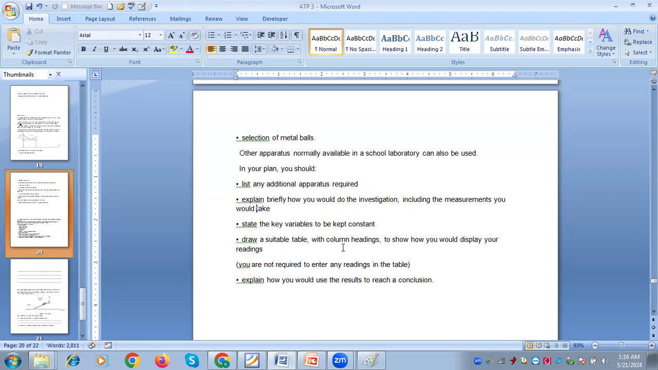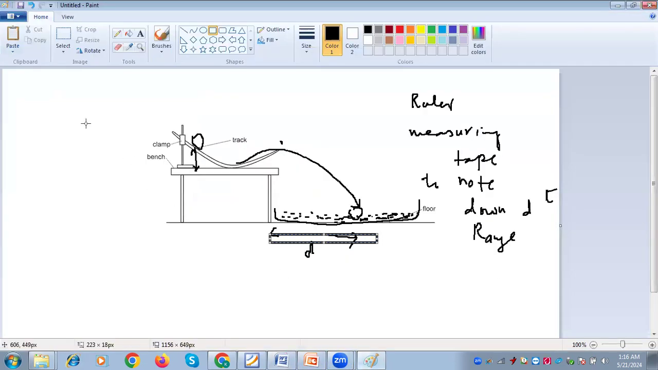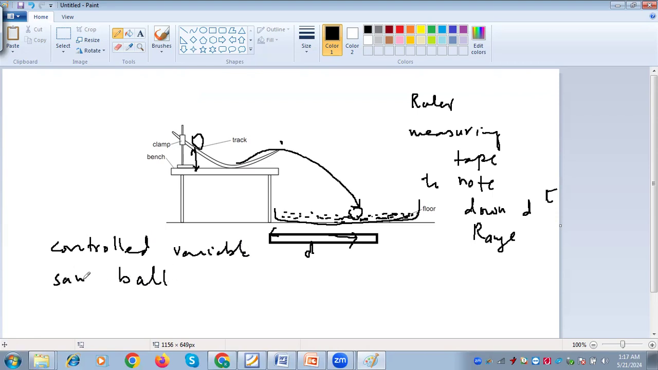Okay, and then you have to draw the table with suitable column headings. Let me first write down the controlled variable. What are the controlled variable? Ball, same ball, position, initial position of the ball, they should remain same.